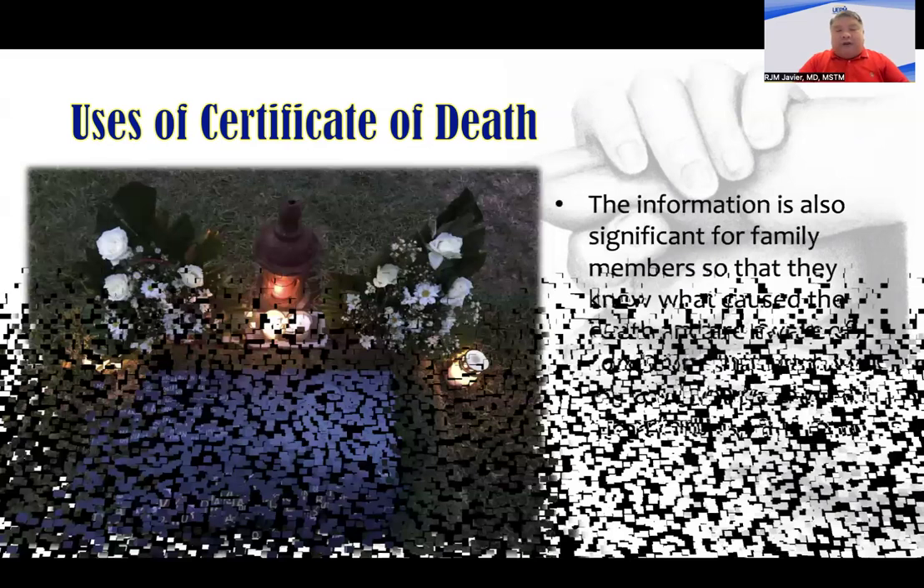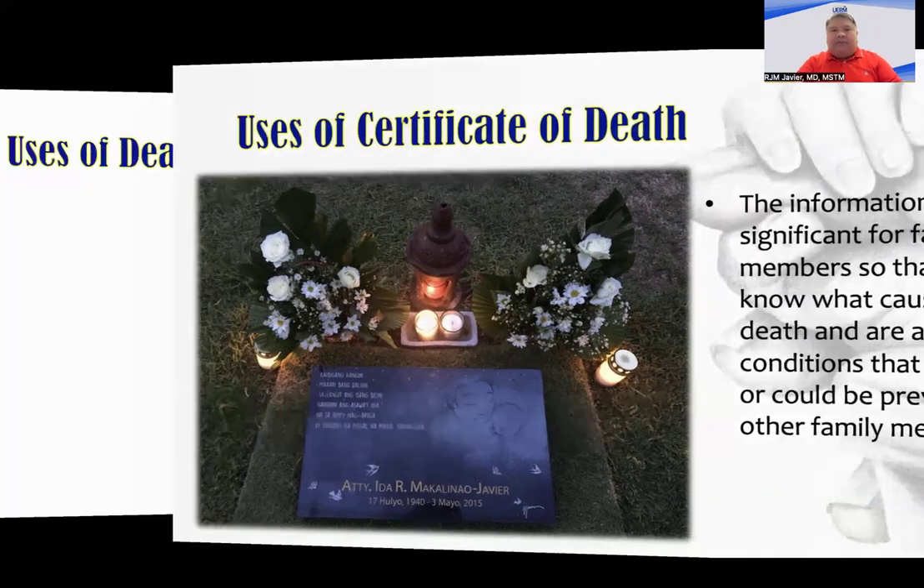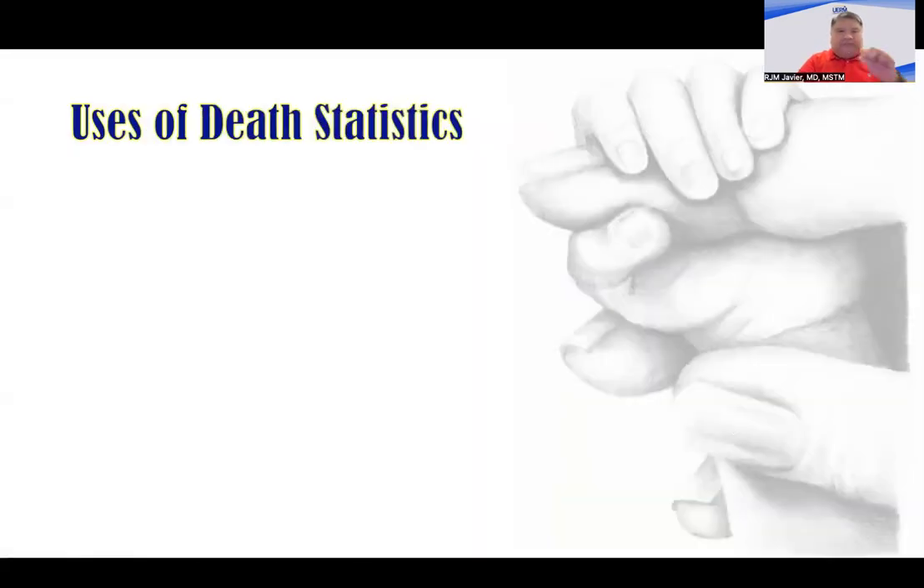And of course, whatever you put on the death certificate, the information is also significant for family members, so that they would know what caused the death and are aware of the conditions that may occur or could be prevented in other family members. So it's important that you understand why, even in times of death, the family plays a role in the entire service delivery network, or at least is a key player in the service delivery network.